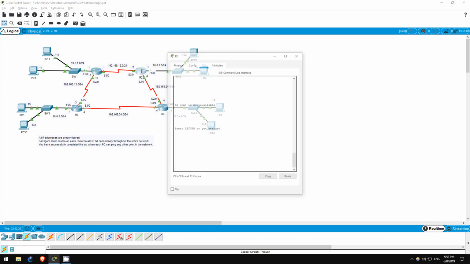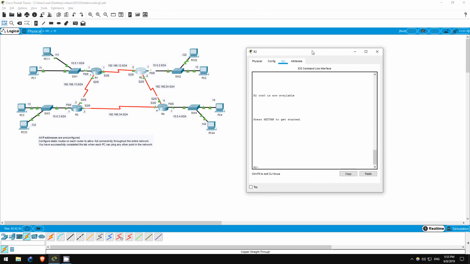Now let's go on R2 and configure the required routes, those being 192.168.13.0/24, 192.168.34.0/24, 10.0.1.0/24, 10.0.3.0/24, and 10.0.4.0/24. Enable, conf t. IP route 192.168.13.0, 255.255.255.0, 192.168.12.1. R1 is the next hop. IP route 192.168.34.0, 255.255.255.0, 192.168.24.4, R4 is the next hop.